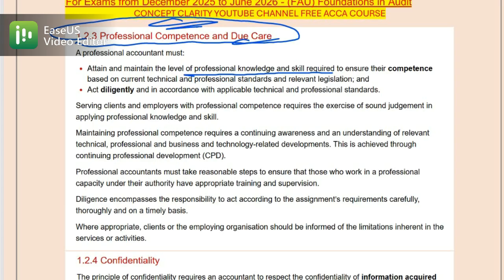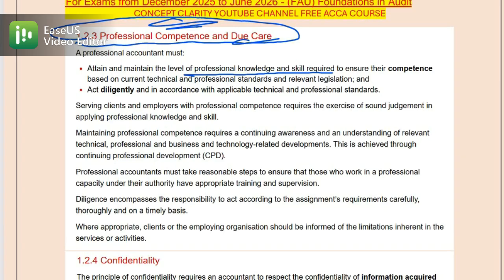You need it, and you need to stay up to date. You have to update yourself. So you need to stay up to date with the current technical and professional standards and relevant legislation. Also you have to update yourself with the technology because you will have to face a problem. If you don't have the IT knowledge, then how will you do your audit? You will not be competent when doing the audit of IT related matters.